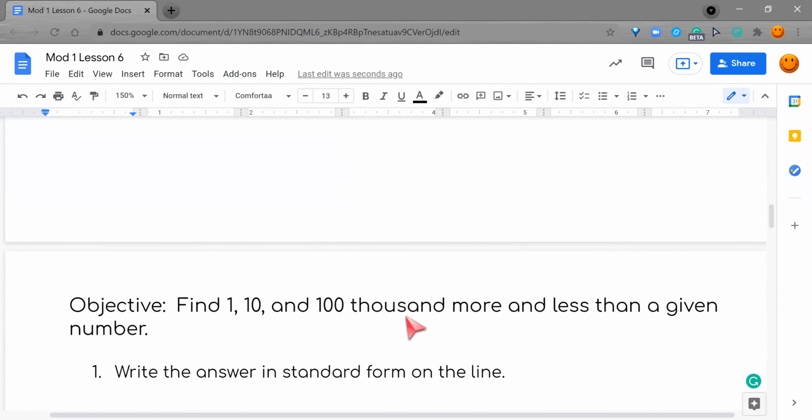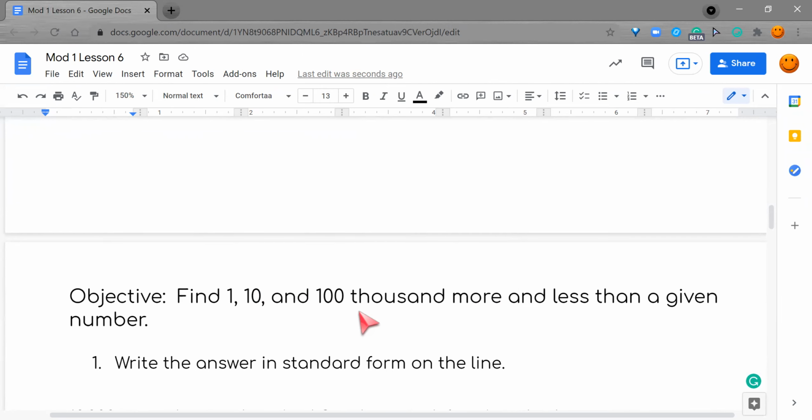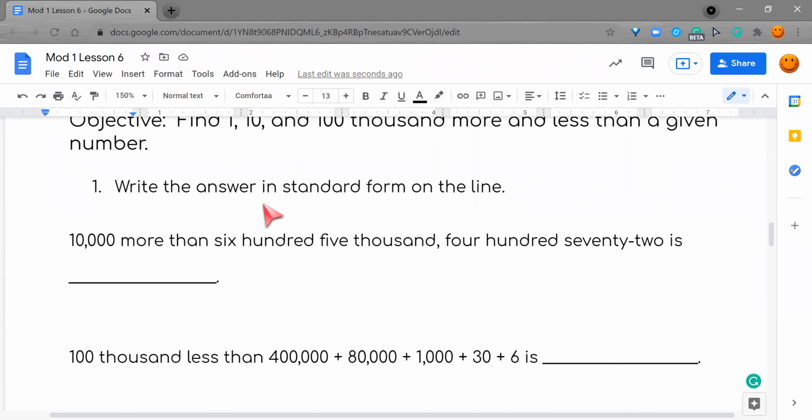Find 1, 10, and 100,000 more and less than a given number. Here we go. It says write the answer in standard form on the line. So the first thing I'm looking at is I've got 10,000 more than 605,472. So I'm looking at a mathematical sentence. So it says 10,000. Because I like to show my work, I'm going to write this out so I can see it. I have 10,000 more than.